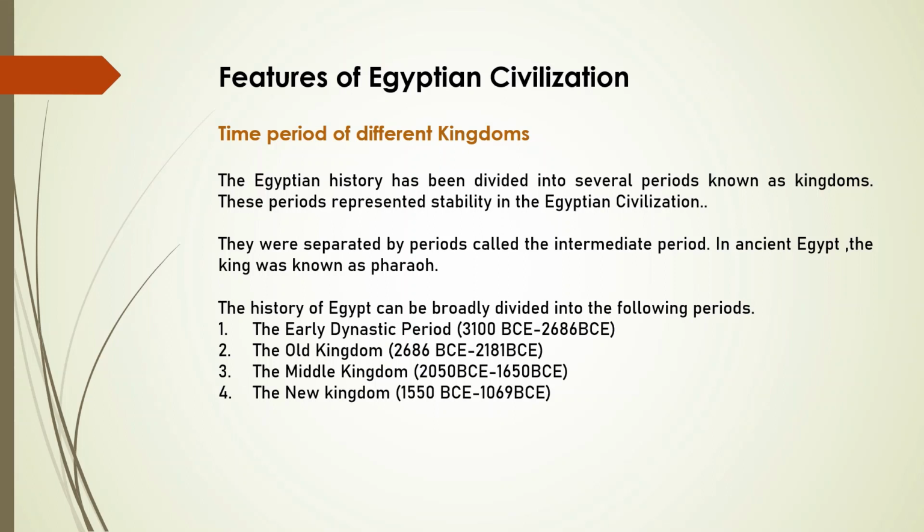The Egyptian civilization began around 3100 BCE with upper and lower region of Egypt. The first king was Menes. The civilization was divided into these periods: the early dynastic period, the old kingdom, the middle kingdom and the new kingdom.